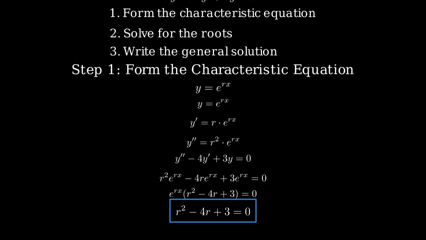Now for step 2, solving the characteristic equation. We need to factor the quadratic expression r^2 - 4r + 3. This factors as the product of (r - 1) and (r - 3). Setting each factor equal to 0, we get r = 1 or r = 3. So our characteristic equation has two distinct real roots, r1 = 1 and r2 = 3.